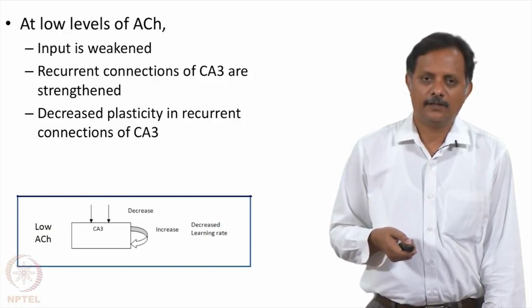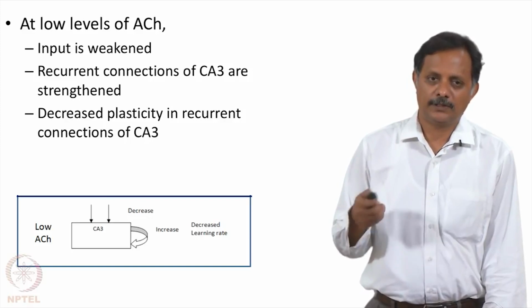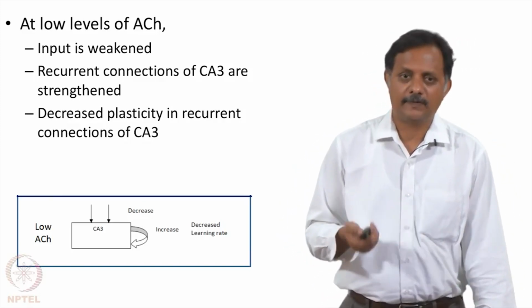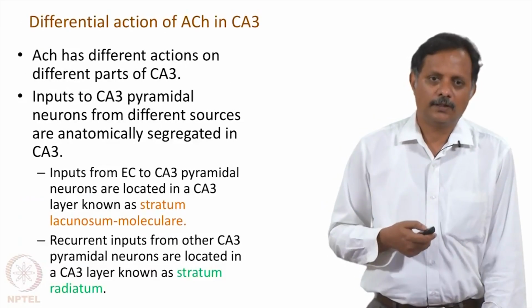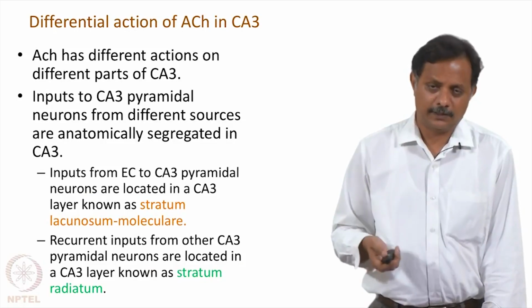Okay, so how do you say that? How do you say that at high levels of ACH, the input is strengthened and recurrent connections are weakened, and at low levels of ACH, input is weakened and recurrent connections of CA3 are strengthened? Now, how do we say all this? It turns out that ACH has different actions on different parts of CA3.